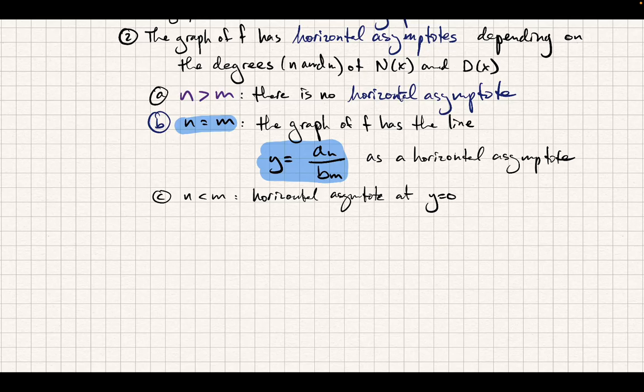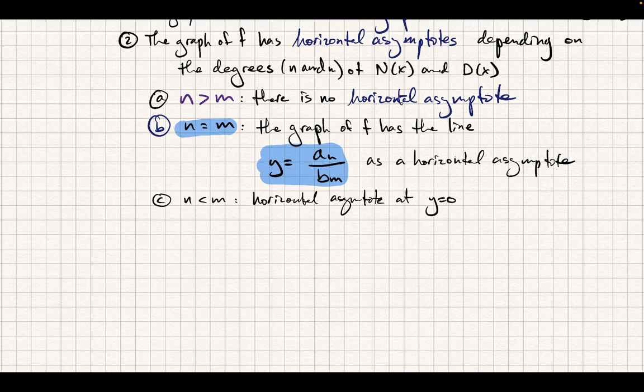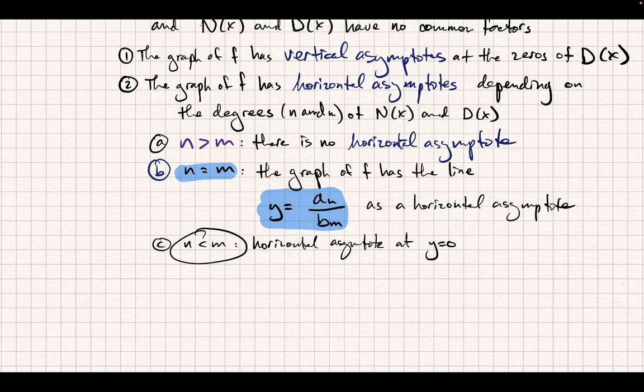Okay. So I want y equals 0 as the horizontal asymptote for the numerator having a smaller degree than the denominator. I want y equals the ratio of leading coefficients when the degrees are equal, and if the degree of the numerator is larger than the degree of the denominator, then you're going to tell me there's no horizontal asymptote.